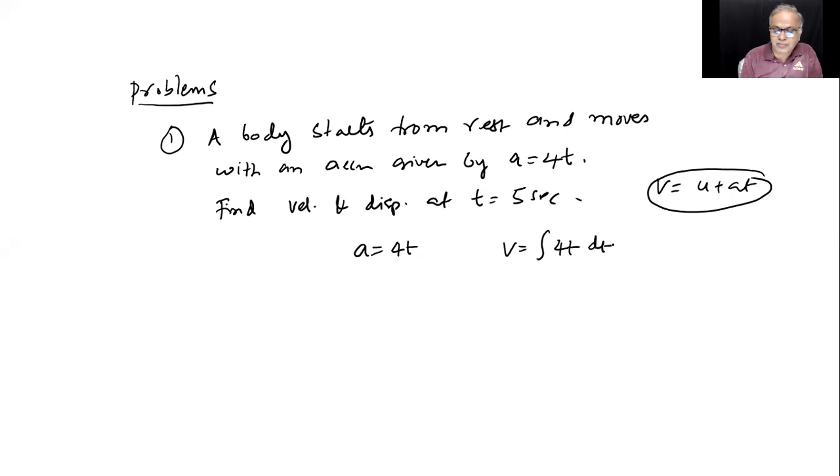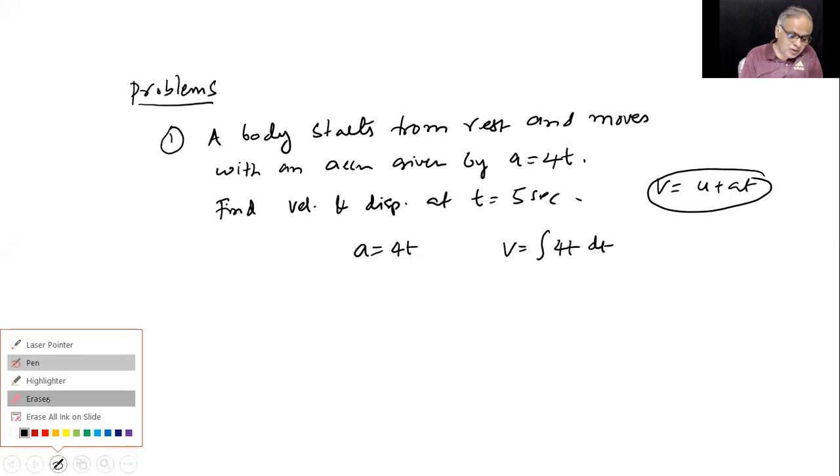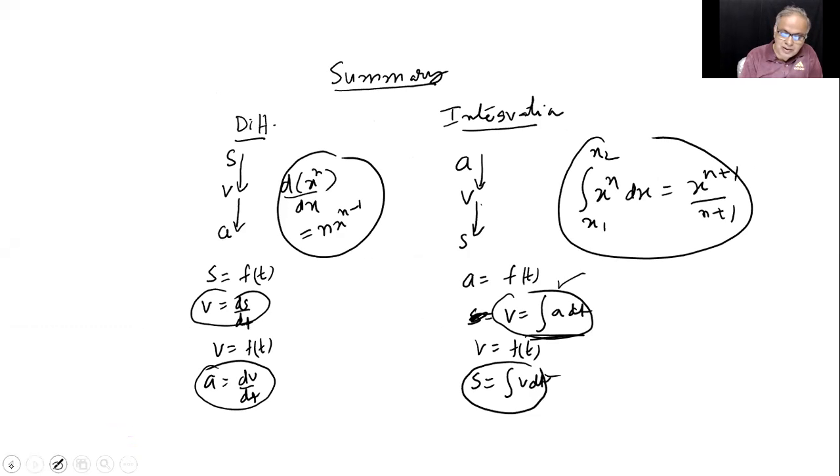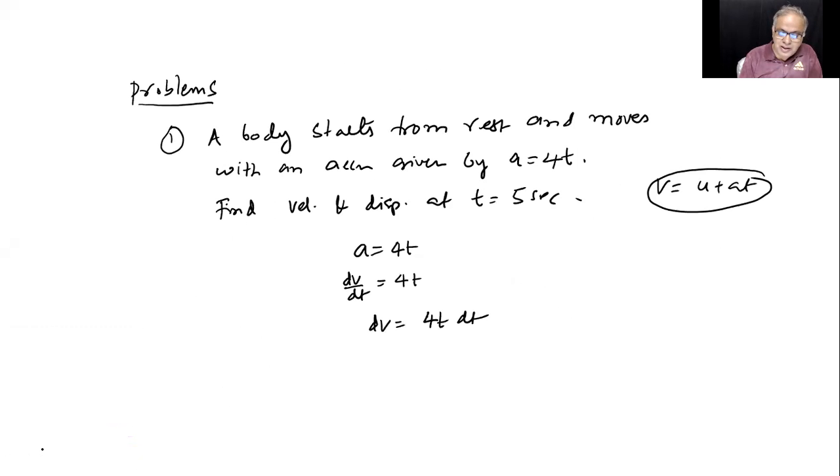I have no problem with the previous one, but I would like to tell you how we actually get it. a equals dv by dt, which is 4t. So dv equals 4t dt. That's what I wrote previously. Remember, I wrote straight away v here, but it's not just v. It is the integral of dv from 0 to v, which becomes v. That's why I'm writing it in detail. So integration on both sides you do. Integral sign you put.